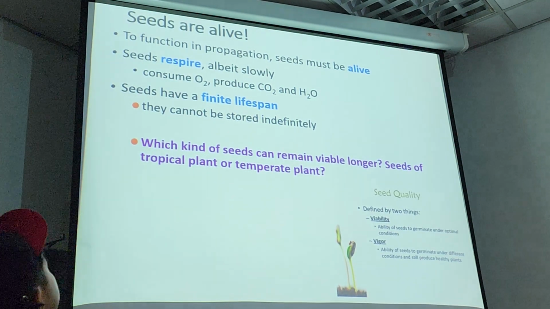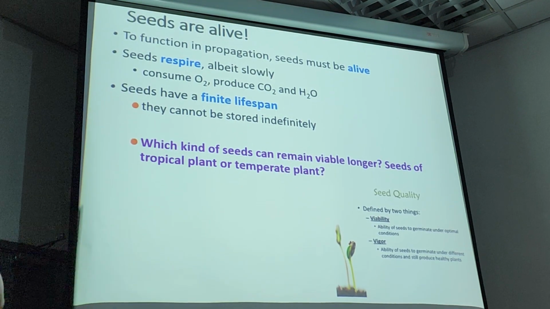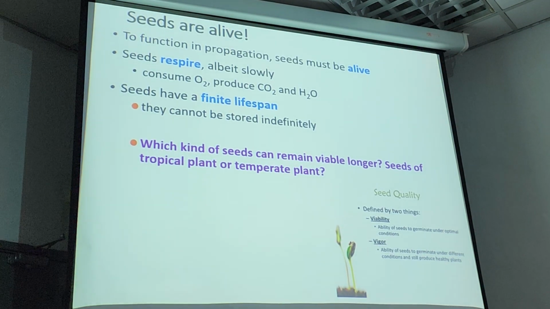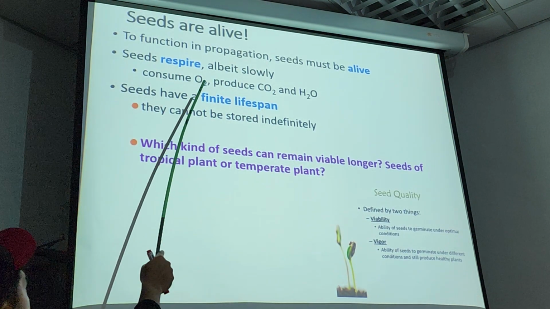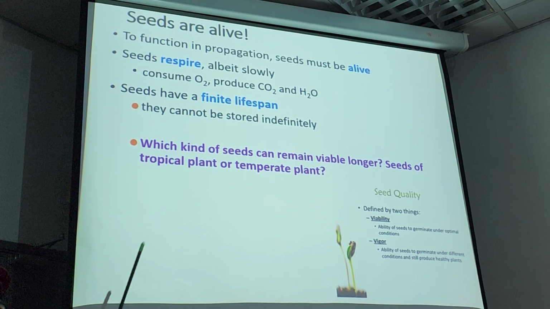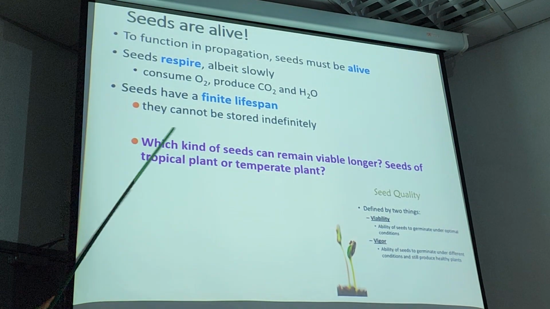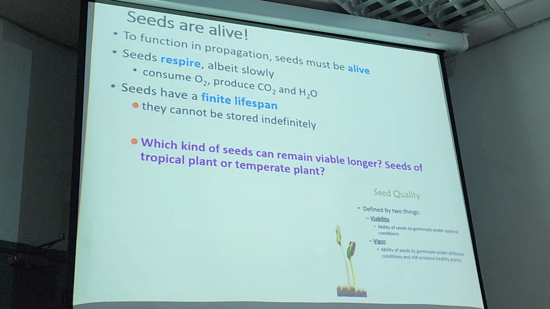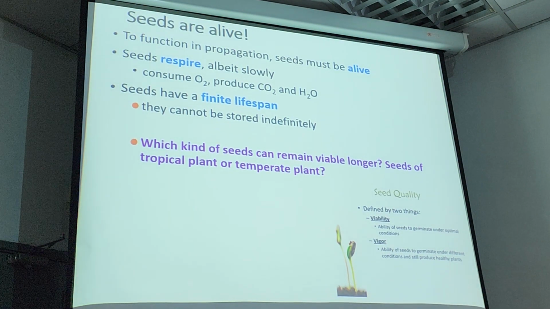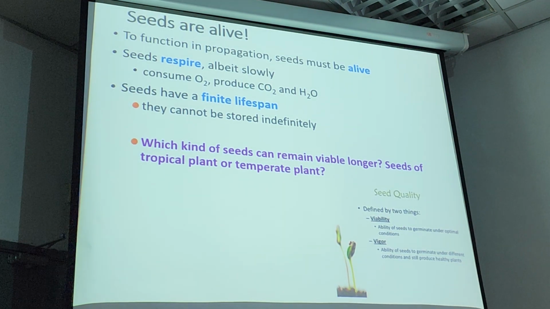They are viable because seeds respire, albeit slowly. Even though it is super slow, while they are sleeping they are still consuming oxygen, producing carbon dioxide and water vapor. However, the lifespan is finite. They cannot be stored indefinitely because they are still living. Some species can last thousands of years, but that will come to an end.